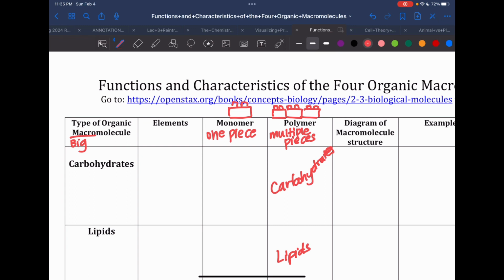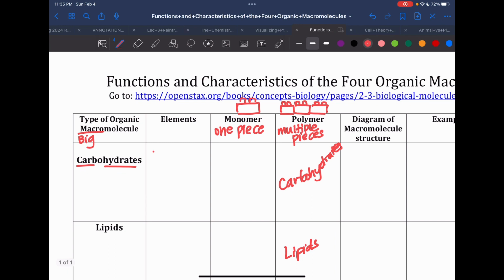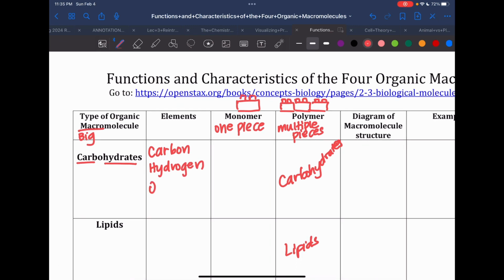So the elements that carbohydrates have, as you guys can see from the name, this one's pretty easy because it actually tells you carbo and then hydrate, right? Carb meaning carbon, and then hydrate like water. So that's going to be hydrogen and oxygen. So the mnemonic for that is CHO, right?